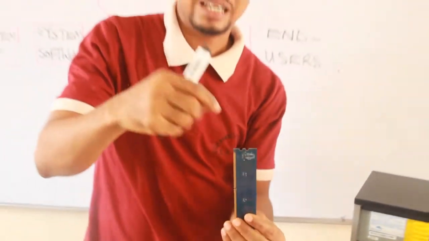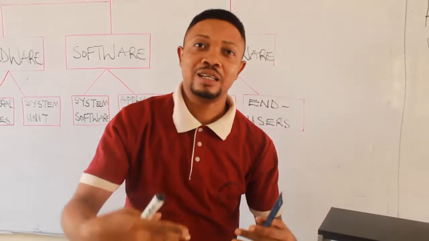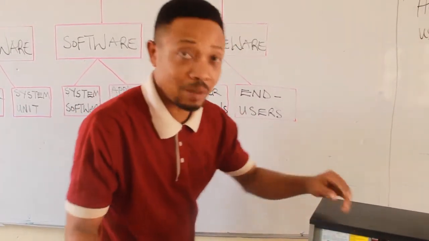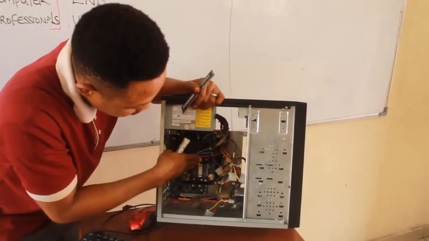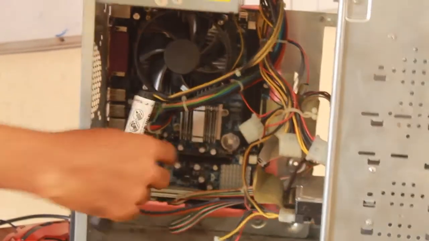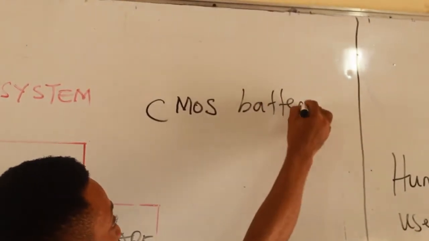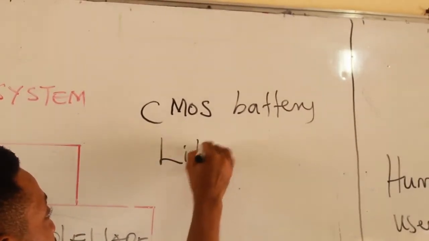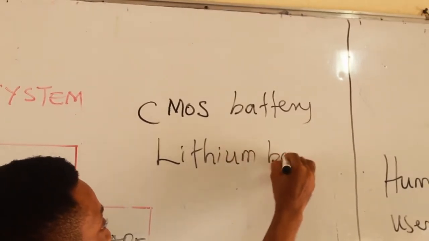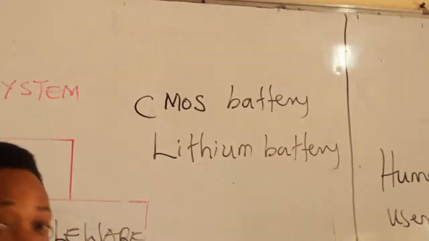Now, funnily enough, there is what we call the battery that sustains the time of the system. Now there's also the battery in here. I don't know if you can see it clearly. Okay, so that's the battery. That's called a CMOS battery. You can call it a CMOS battery or a lithium battery. So you can call it any of the names, lithium or CMOS.